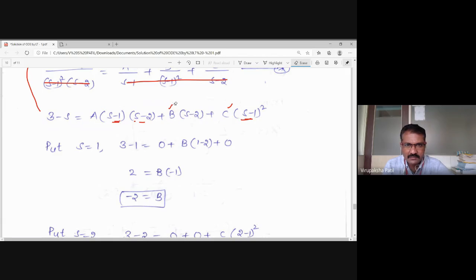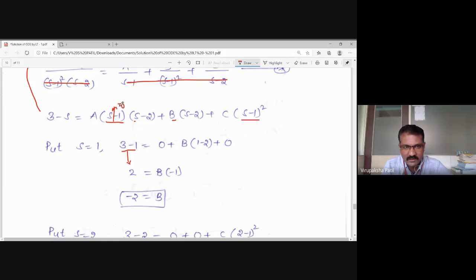First we'll put s is equal to 1, so that we will get the value of b. If you put s is equal to 1, this becomes 3 minus 1 into s is equal to 1, means this becomes 0. So this term will completely become 0. b into 1 minus 2, plus c into s is equal to 1, means this also becomes 0. So you will get 3 minus 1 is 2. You will get 2 equals b into minus 1. So we don't want minus b value here. So b is equal to minus 2.